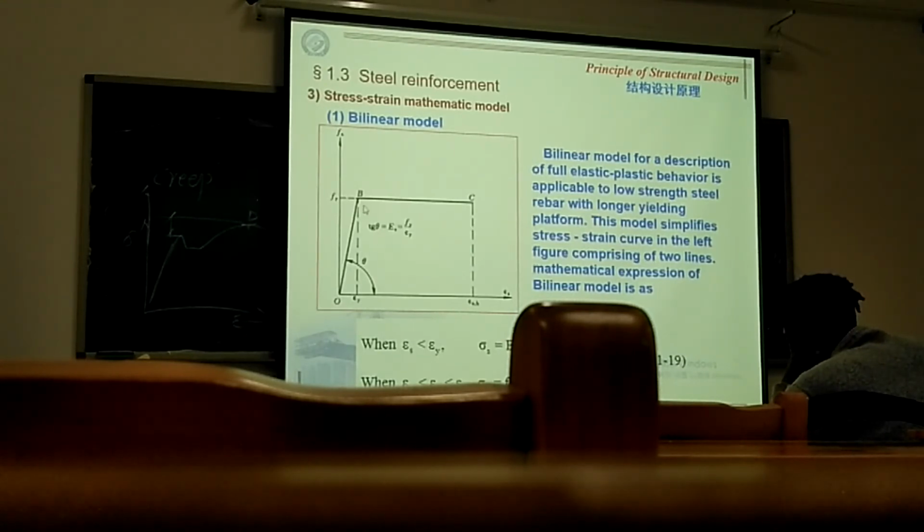See, this straight line actually is just here, the elastic proportional relationship between sigma and epsilon. So that means for this part we use the elastic approach to calculate it. And after the yielding strength, they just use a straight line to make it so simple.